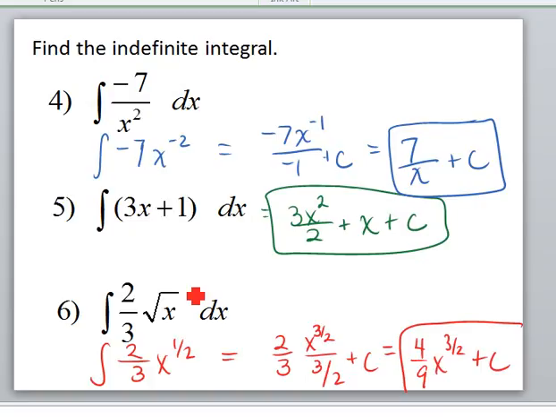All I need to talk about left is the trig integrals, and that will be the end of today's topic.